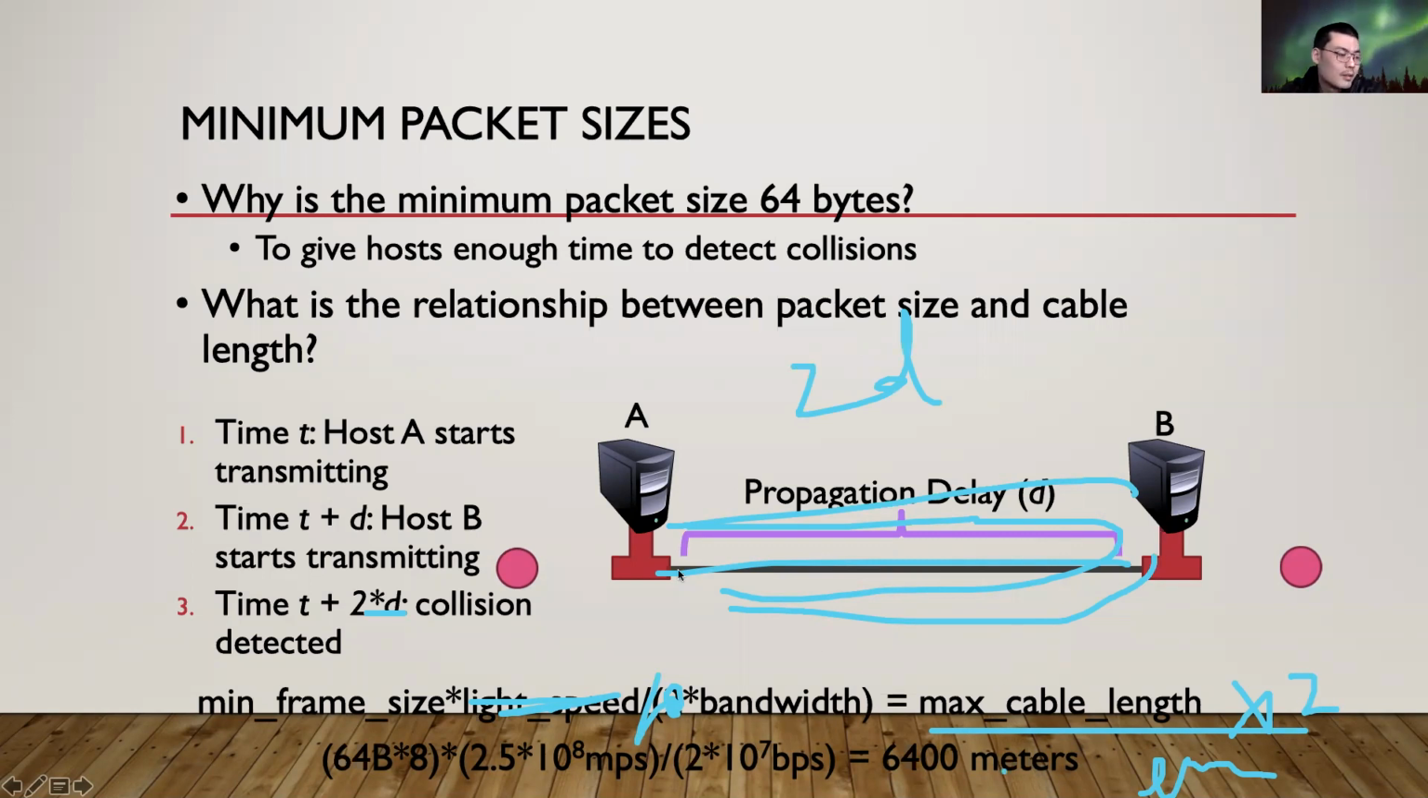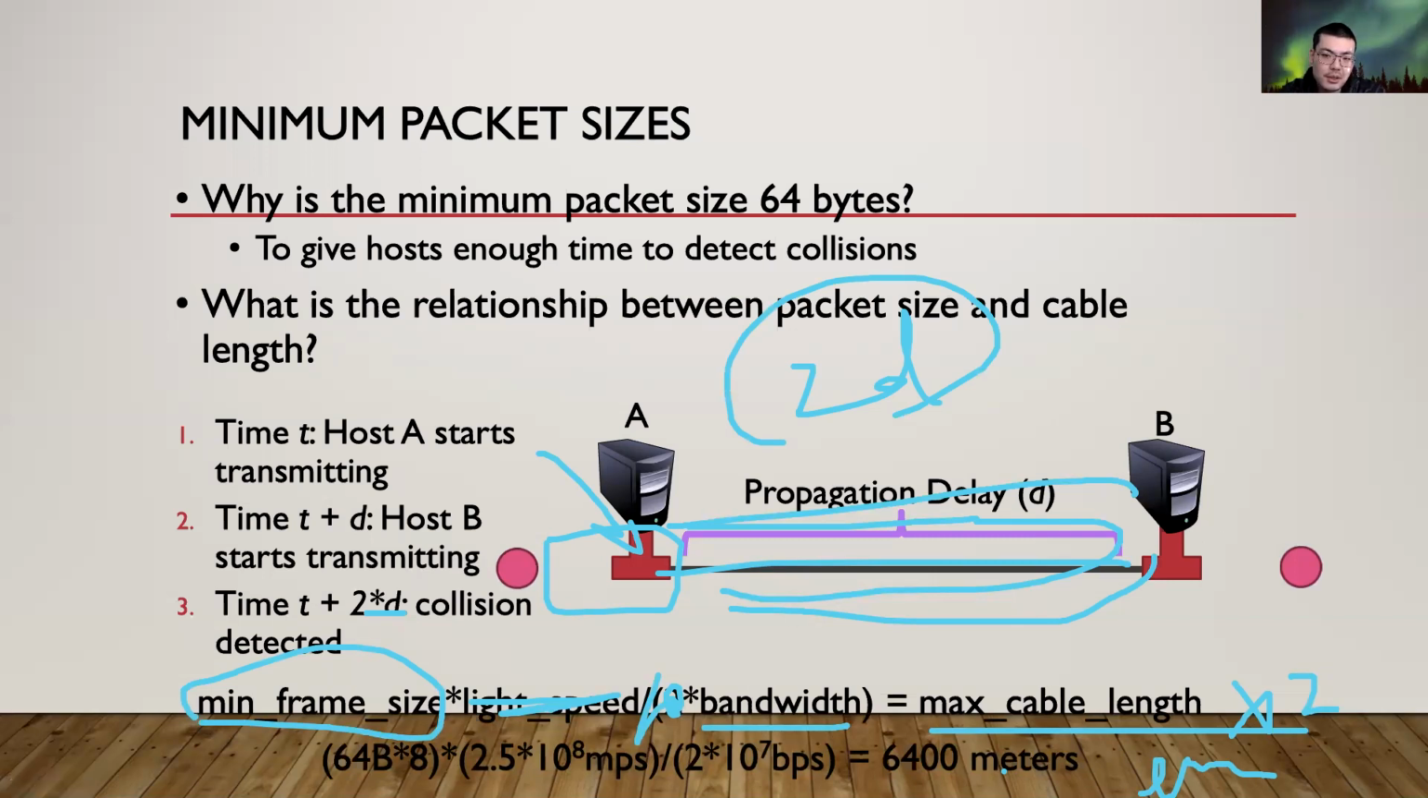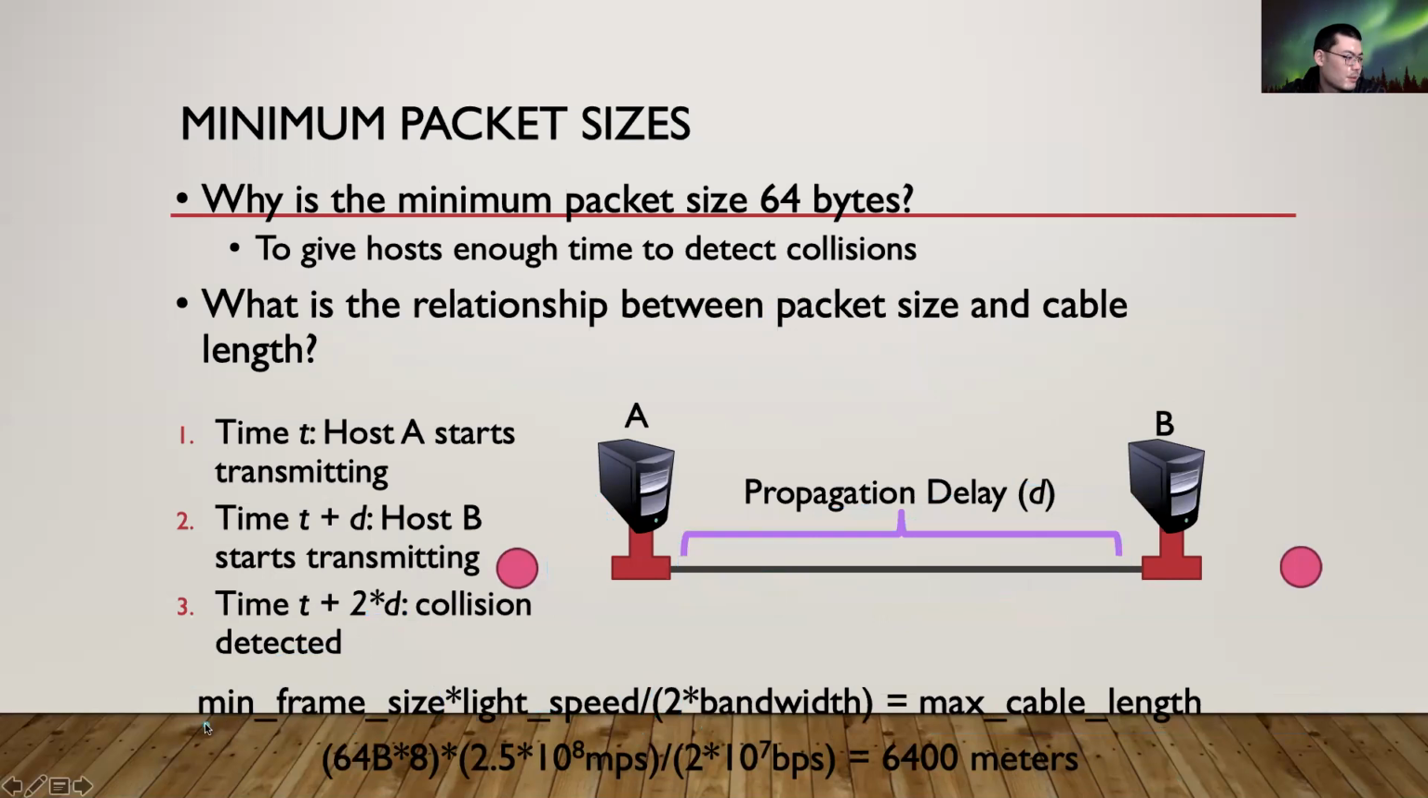For this time, A should still be putting its packet on the wire, which means your minimum frame size, divided by the bandwidth, by how fast you can put bits on the wire, should be equal to this round trip time. This formula tells you how to calculate that. The frame size, we know, is 64 bytes, which is times 8. I think this is not very clear. Let me push this up a little bit.